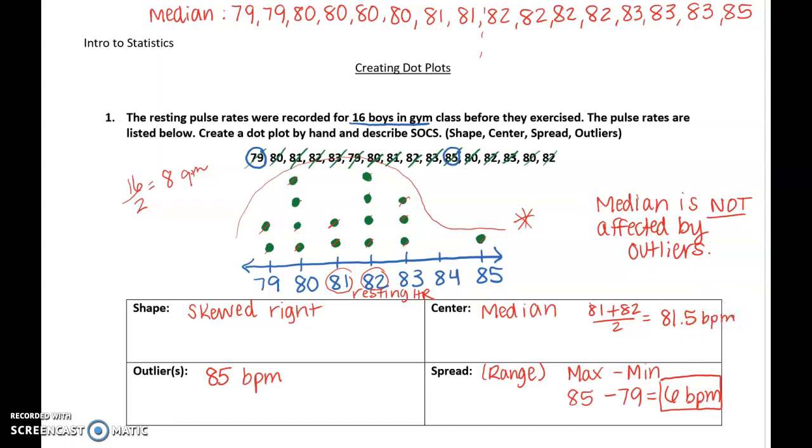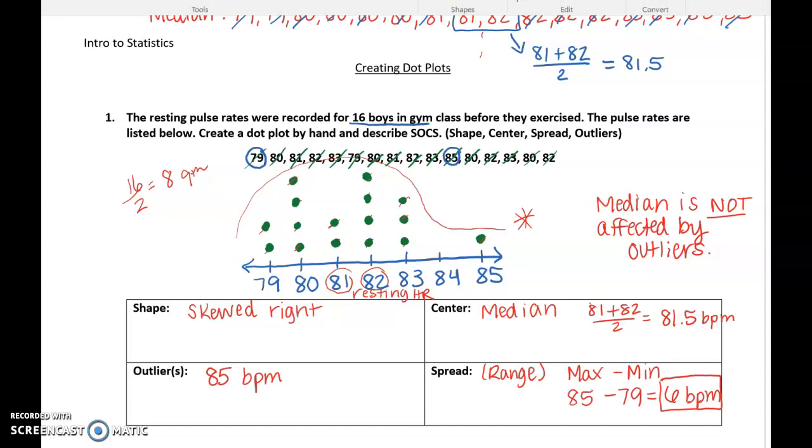If you look up at the top, I showed you another method if this is confusing. You can write all the numbers out in order and cross them off this way, one on each side. This is the way you might have done it in middle school or any other time you did mean, median, and mode. As you can see, there are 2 numbers that end up being in the middle, so you have to take the average of those. 81 plus 82 over 2 is 81.5. Either one of those is correct.